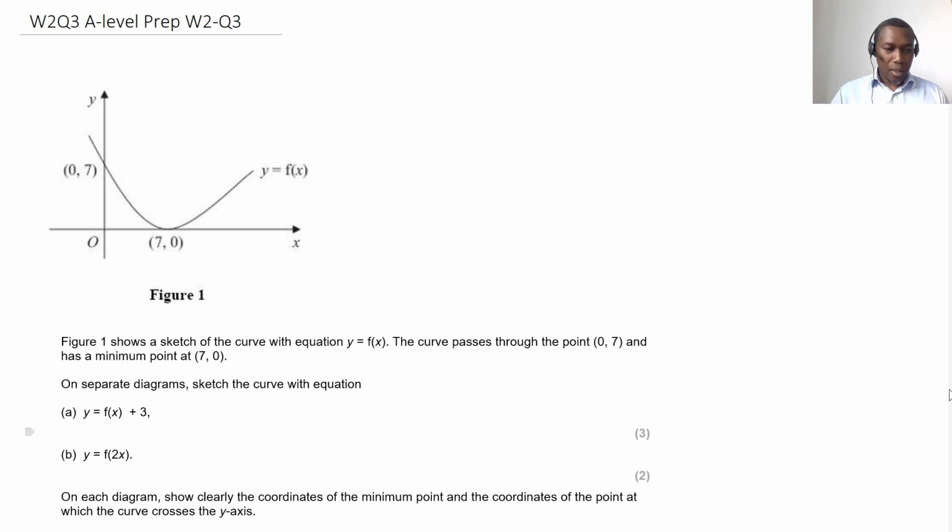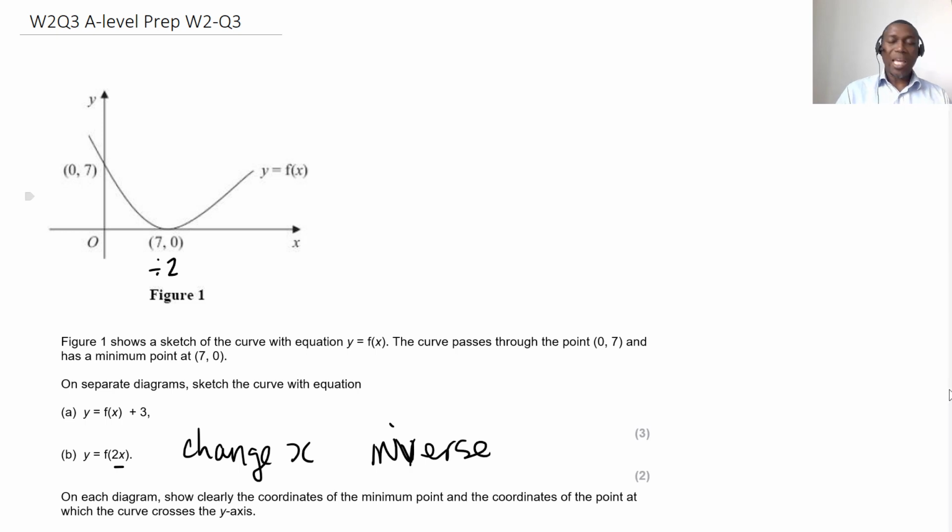For part B, the change is on the inside and it's a multiplication, so we're no longer talking about a translation, so we're not moving left or right. It is on the x-axis because it's on the inside, but we're not moving left and right. And you need to remember that when the changes to x, and we know that because the value is on the inside of the bracket, it's an inverse relationship. So we're not going to double, we're going to halve the x values. So that 7 needs to get divided by 2, and 0 needs to get divided by 2.